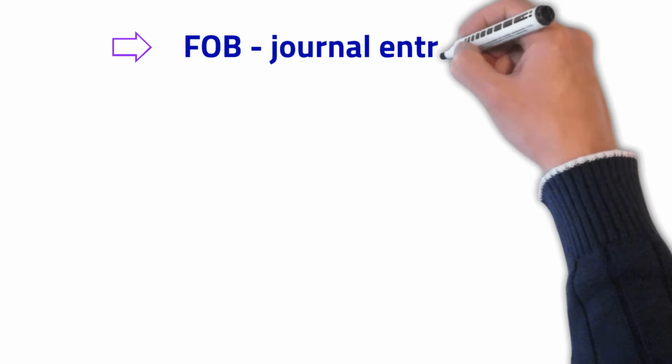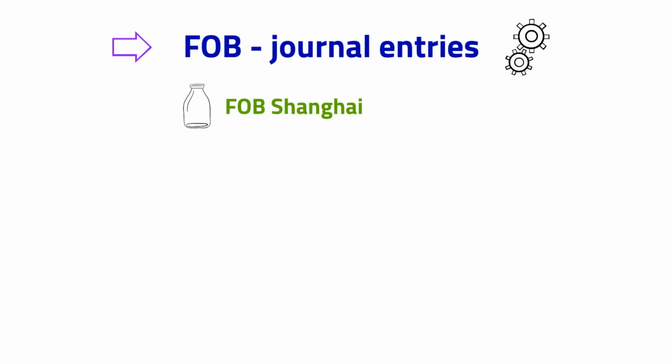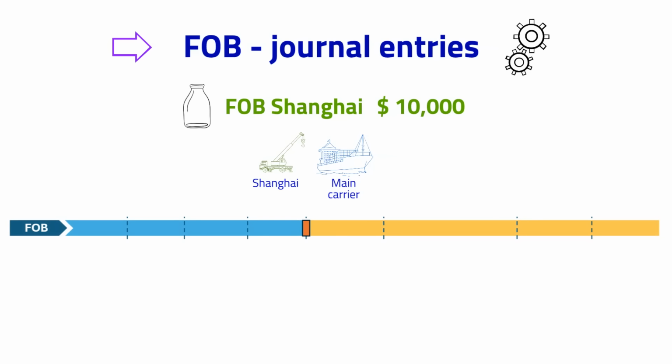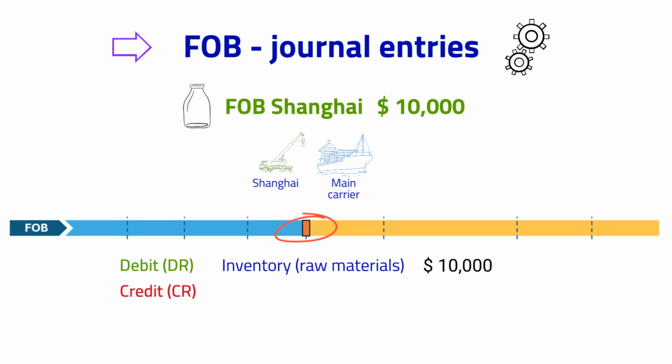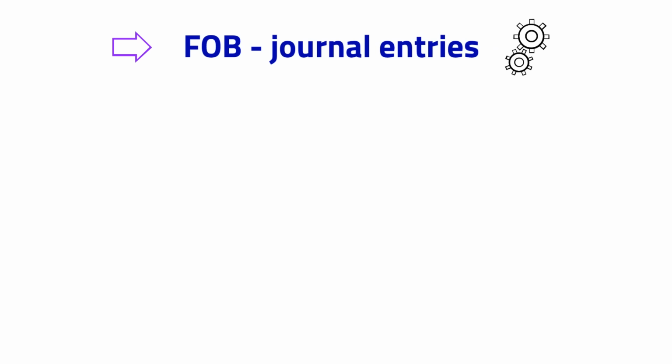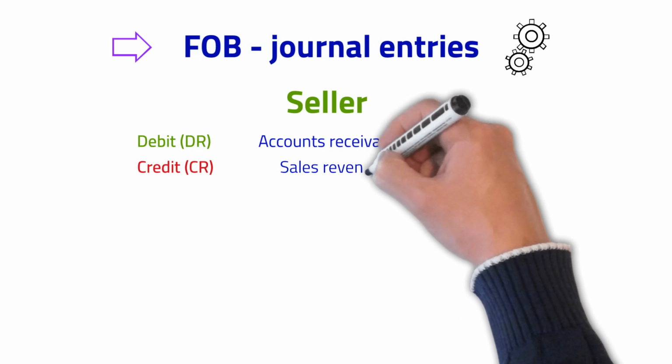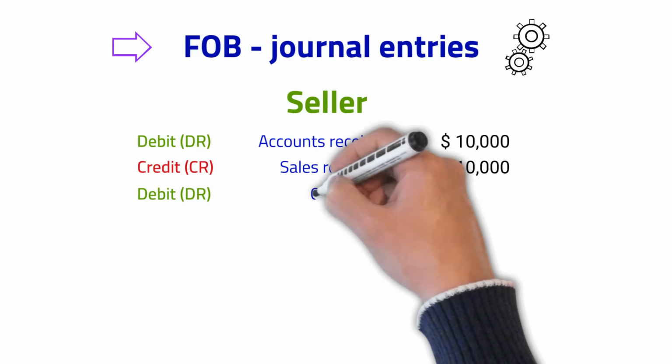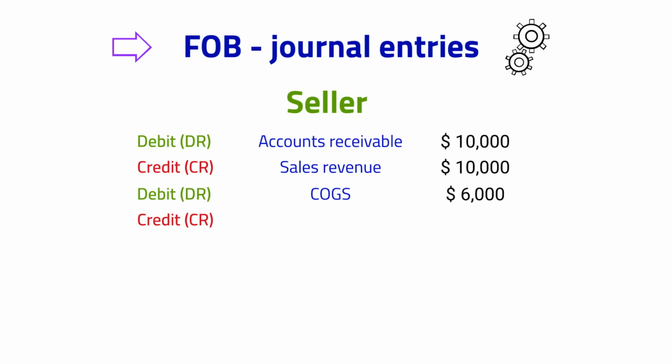Let's now look at FOB. We buy jars for $10,000 FOB Shanghai. Here, the risk and control over the jars will transfer when the jars are on board the ship. The moment the jars are loaded, at on-board date, we record the following. Debit inventory raw materials 10,000, credit accounts payable 10,000. Seller enters for the sale, debit accounts receivable 10,000, credit sales revenue 10,000. And for the removal of inventory, debit COGS 6,000, credit inventory 6,000.